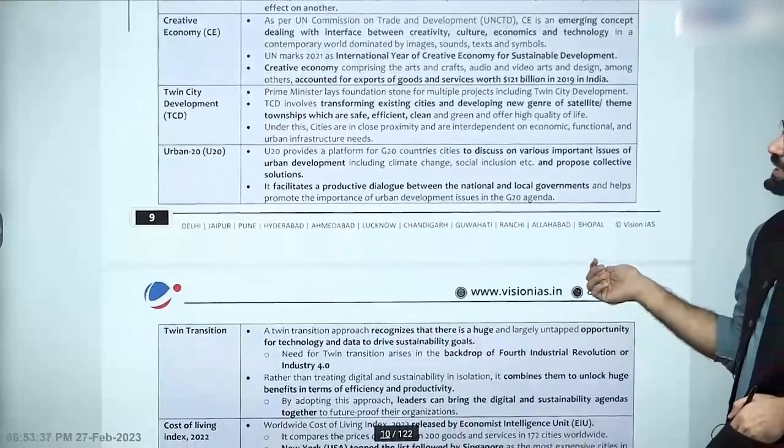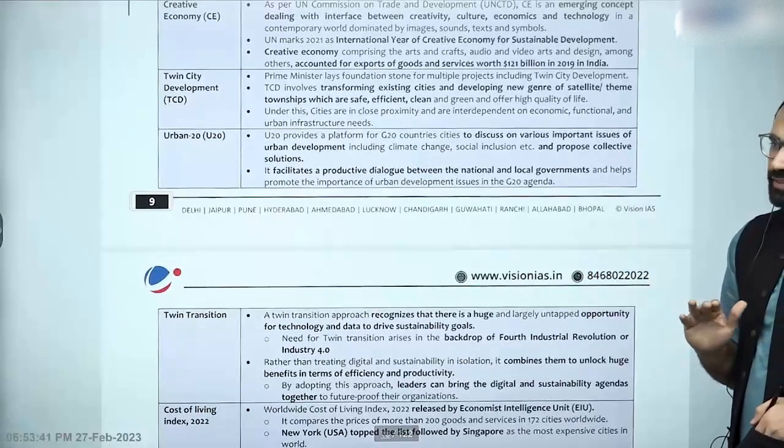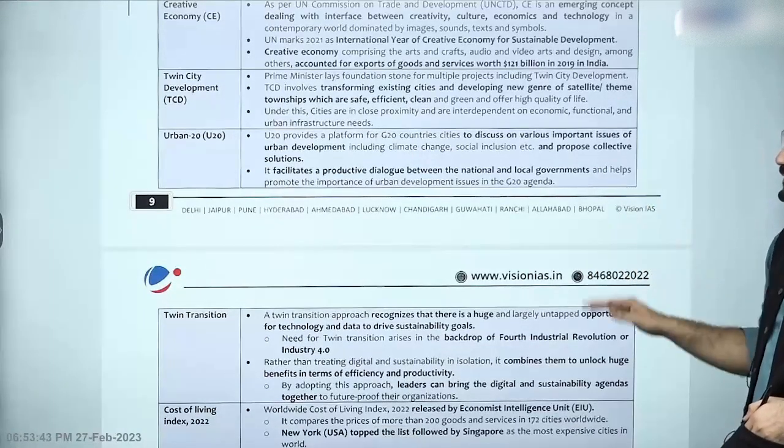Urban 20, a platform of the G20. G20 is very important because India has the presidency. So you should know the members and certain features also.